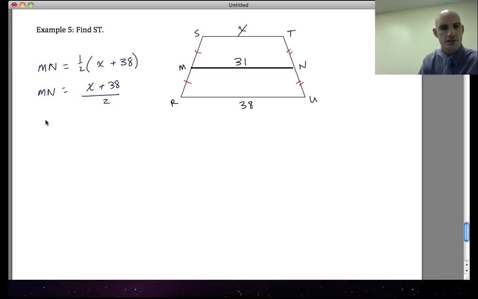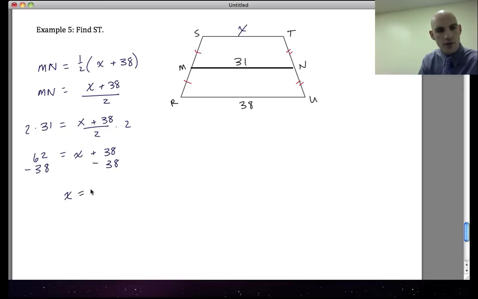So we can substitute here. MN is 31, which is equal to X plus 38 over 2. I will multiply by 2 on both sides. 62 is equal to X plus 38. I subtract 38 from both sides. And I end up with X is equal to 24, which means ST is equal to 24.